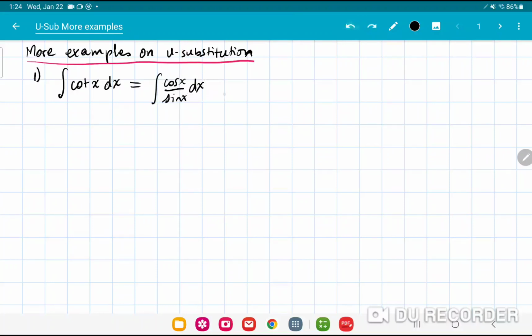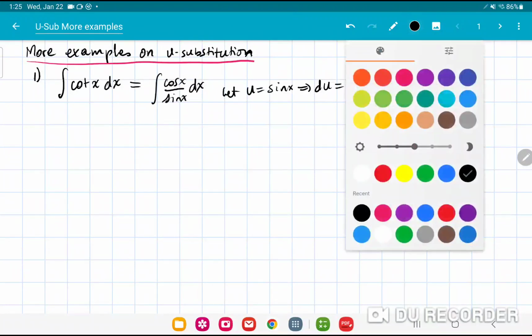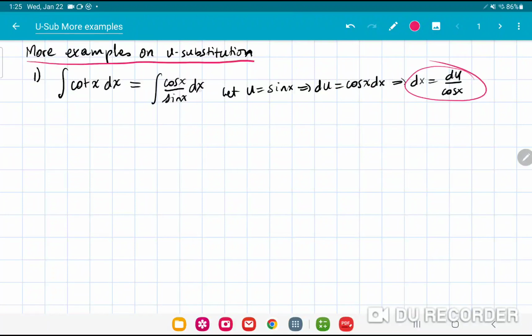Okay, so I'm going to let u equal sine x. Then du will be cosine of x dx, which means that dx equals du over cos x. So I will put this in for dx, and I will put this in for u in the substitution. Okay?